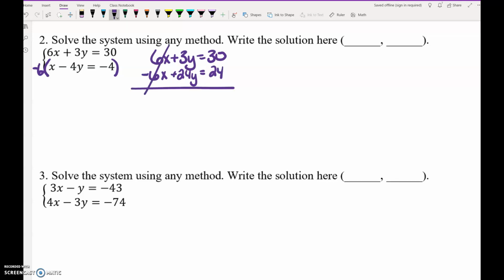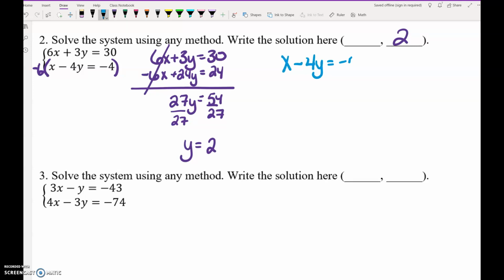The x's eliminate. We have 27y equals 54. Divide both sides by 27, and y equals 2. Then we need to plug that into one of the other equations. I'm going to choose the original bottom equation. I think that looks easier. So x, negative 4 times 2 is negative 8. X equals 4.